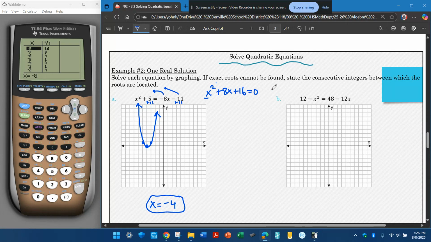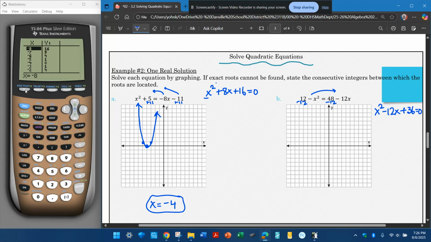All right, take a look at letter B. Looks like I need to make one side 0. Now it's your choice which way you move stuff. I'm going to make this negative x squared be positive by moving it over, which means I'm going to subtract the 12 to both sides. So I'm going to get x squared minus 12x plus 36, and that equals 0.